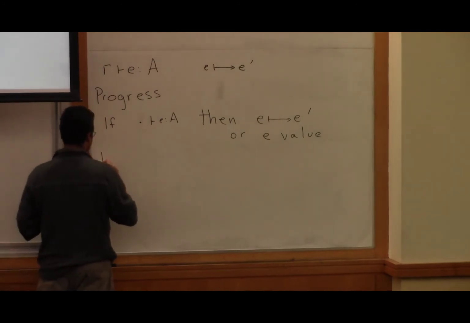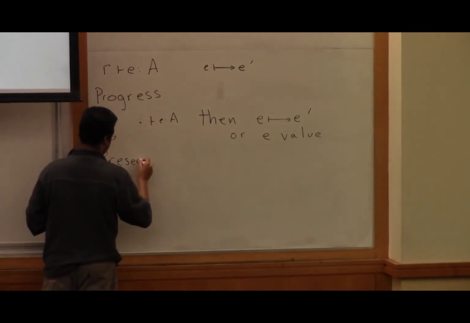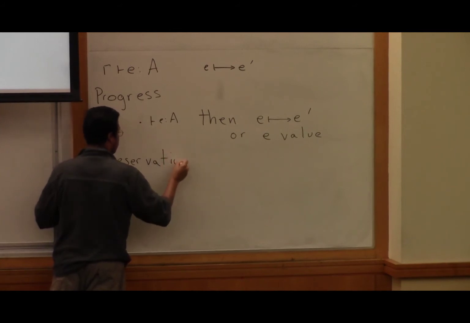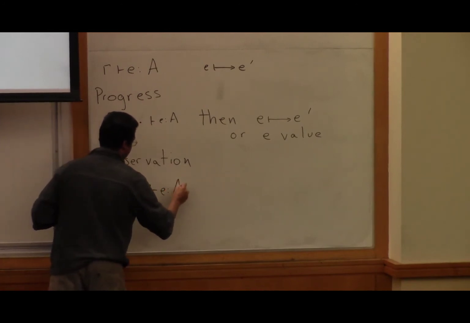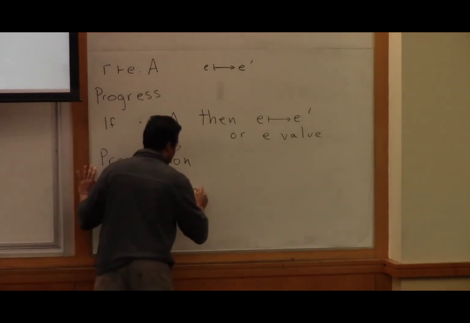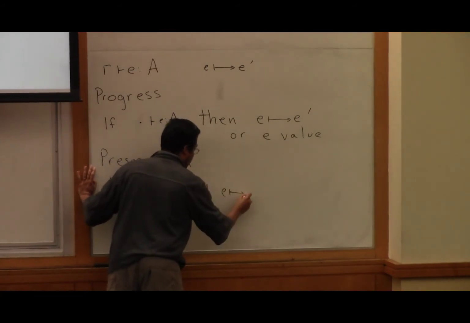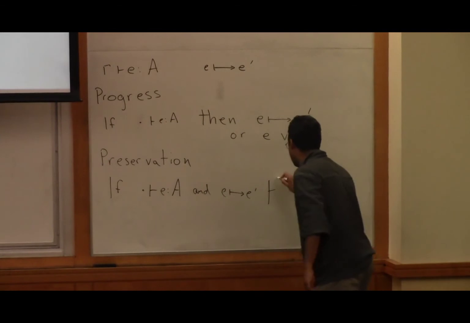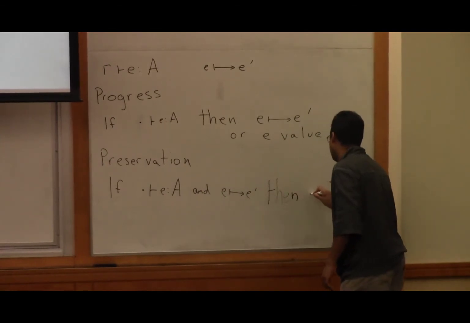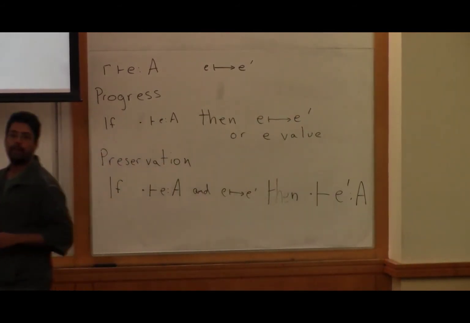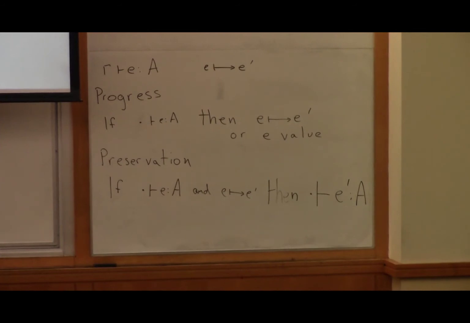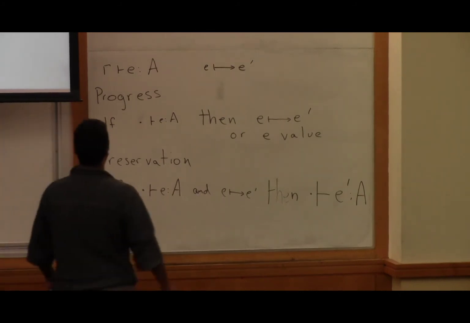And then we'll prove preservation, which says, well, if we have a closed term E, and E steps to E prime, then E prime has the type A. Are you able to pick that up? Okay, great. And in fact, it doesn't matter if you can pick that up or not, because this is not what we're doing.